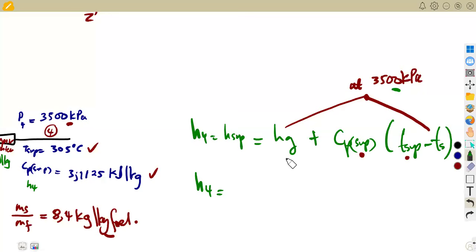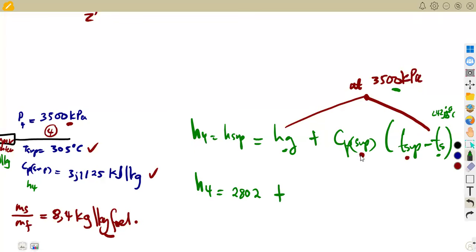Our Ts there. So Hg, we got this as 2,802. Remember, guys, the value that we got there. The Ts, this one, it is 242. Remember, we got this at 242.5 degrees Celsius.